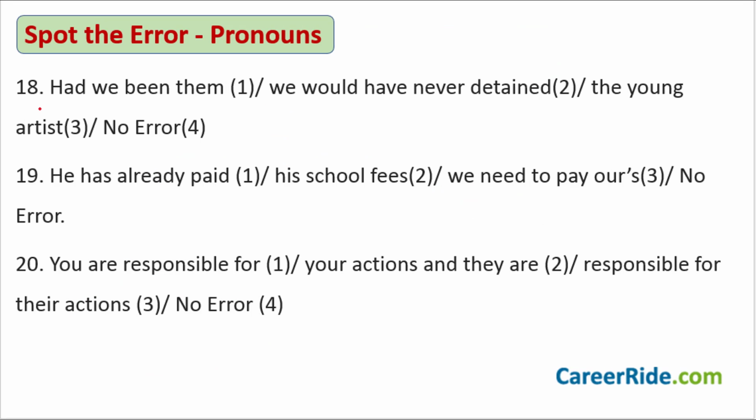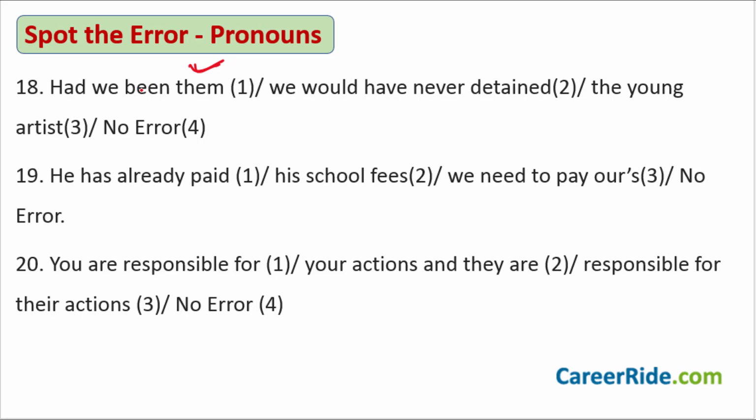Okay. Fantastic. So coming to the last set of sentences for today. Sentence number 18. Had we been them, we would have never detained the young artist. And the part number 4 is no error. Where's the mistake in this sentence? Try to identify. Now see, it is this first part of the sentence that has a mistake in it.